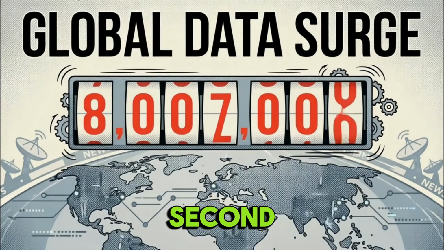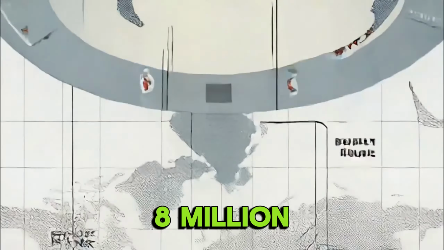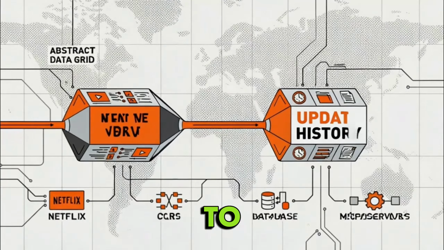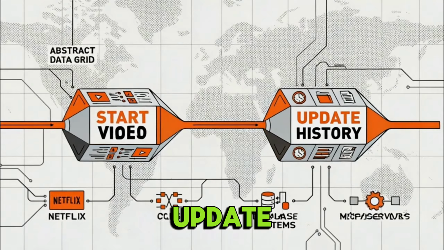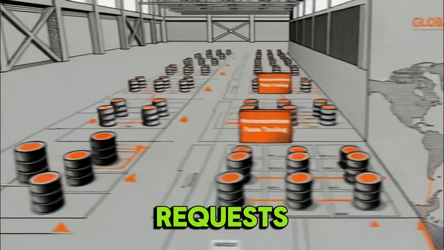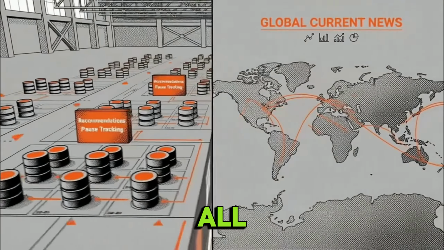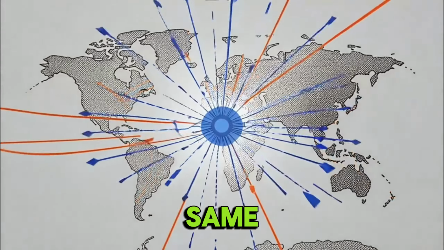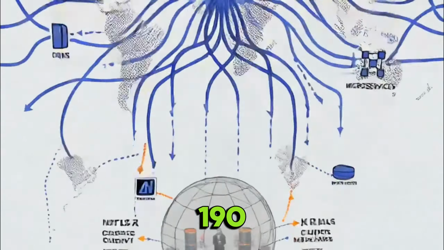Every single second, Netflix is processing over 8 million requests. Requests to start videos, requests to update watch history, requests to generate personalized recommendations, requests to track exactly where you paused, all happening simultaneously on the same platform across 190 countries.